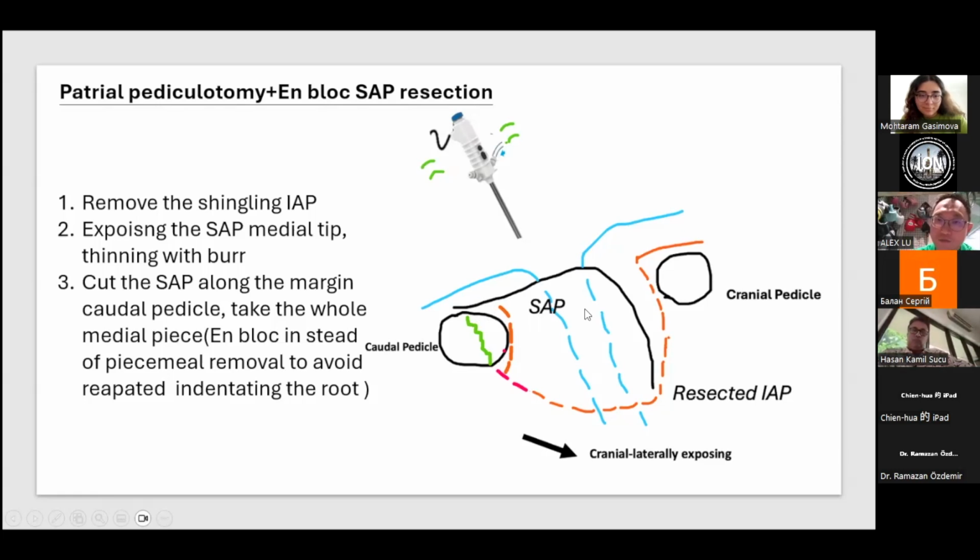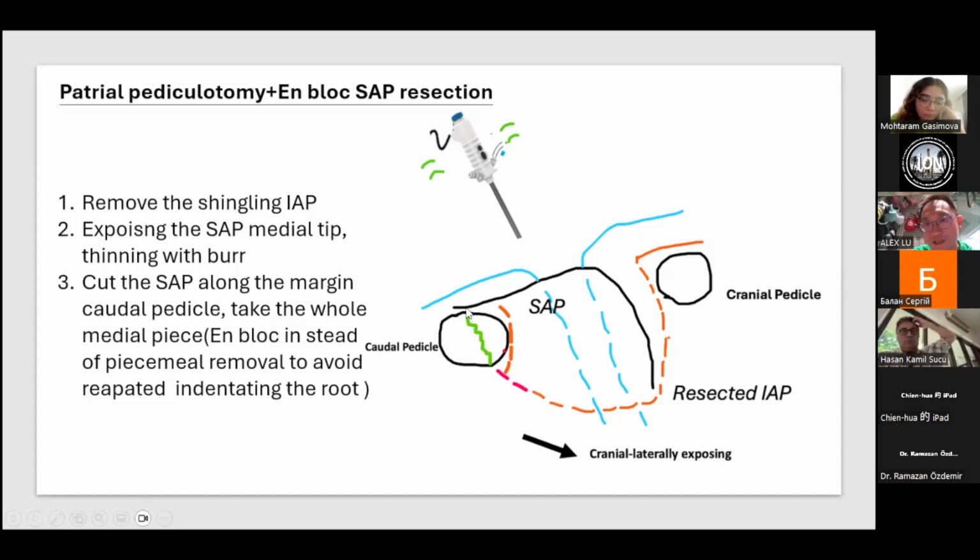I don't want to repeatedly cut the SAP piecemeal, which would inevitably touch the nerve root and cause postoperative dysesthesia. So this is my method. I call it partial pediculotomy and en bloc medial SAP resection. Through this method, it not only reduces the postoperative dysesthesia, I can also see the pedicle as a landmark.